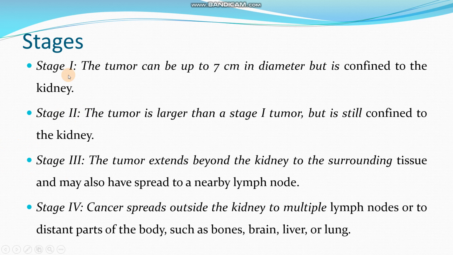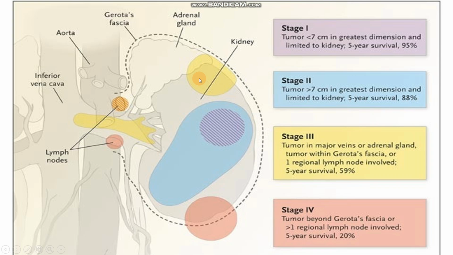Stages. Coming to the stages, there are mainly 4 stages. In the first stage, the tumor can be up to 7 centimeter and limited to the kidney. Second stage, the tumor will be more than 7 centimeter, but it will be limited to the kidney. Stage 3, the tumor will be there in major veins as well as in the adrenal gland, but within the fascia. And stage 4, the tumor will go beyond the fascia and it can affect more than one regional lymph node. So these are the stages.